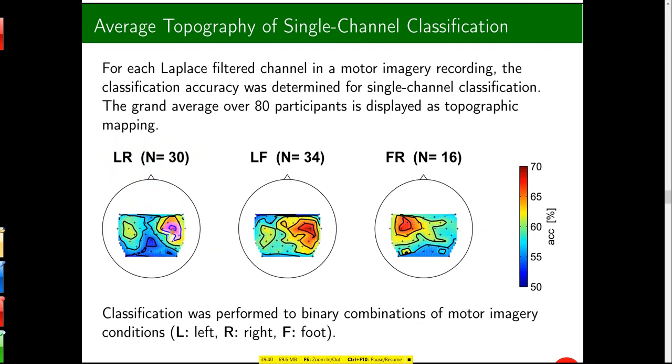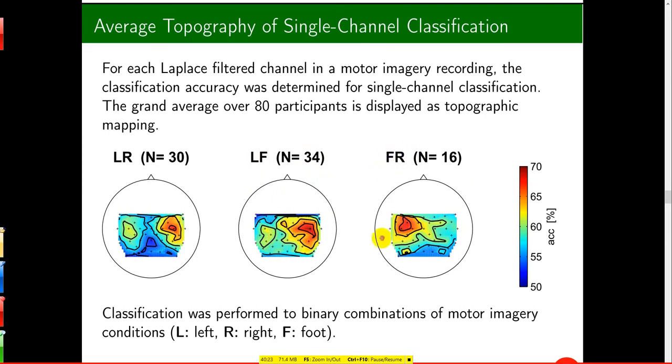And left, right, we have seen very good classification here, over the right hemisphere and left hand area, right? And also here, the binary classification. But these areas showed very poor performance. Left hand and foot movement, 34 subjects. Again, these areas have shown very strong classification accuracy as compared to other channels located here. Also right here.